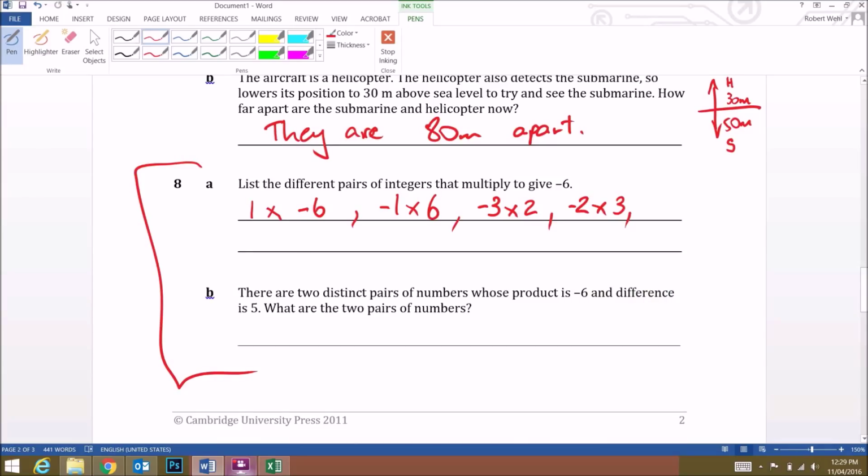Okay, so the difference between -1 and 6 is 7. The difference between -3 and 2 is 5, because on a number line we've got -3 here, -2, -1, 0, 1, 2. So that's a difference of 5. So what two numbers are they? They are -3 and 2.